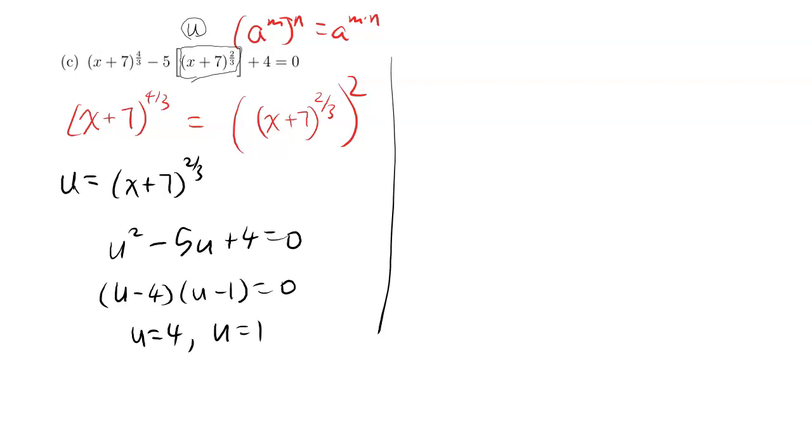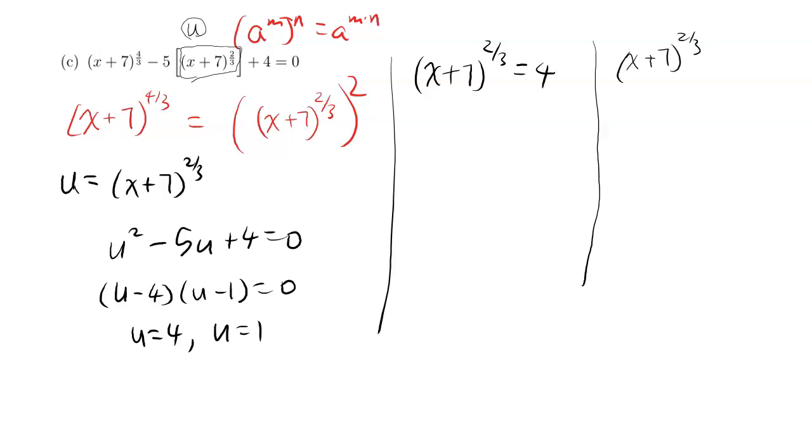Now in that case, since u is (x+7)^(2/3), you have to revert to u equal to (x+7)^(2/3) and solve each individually. So you have this case, (x+7)^(2/3) equal to 4, and also (x+7)^(2/3) equal to 1. So we can solve these separately.